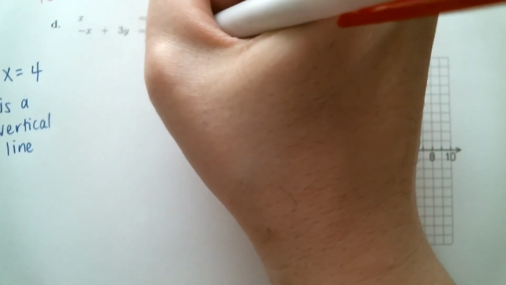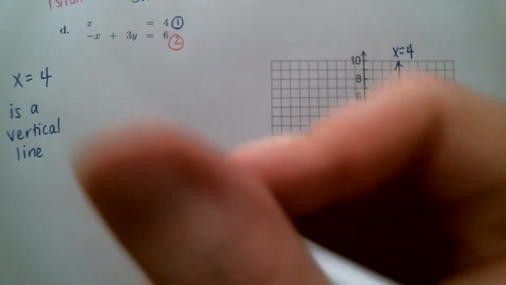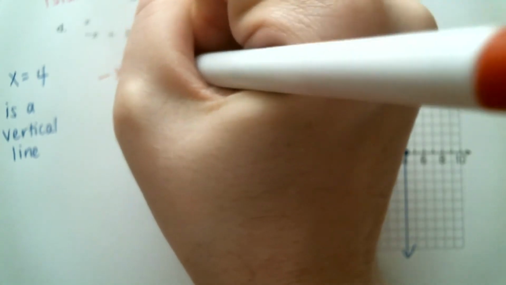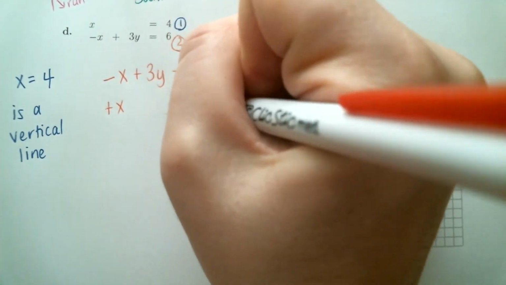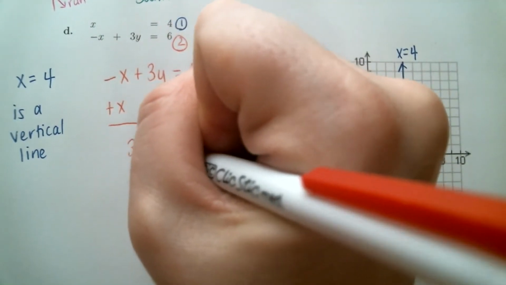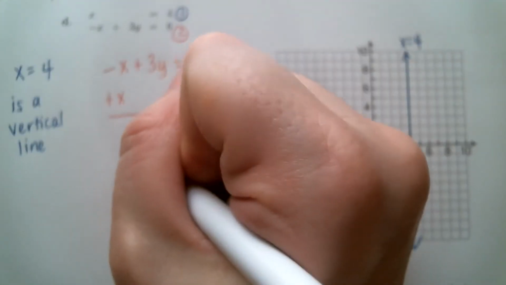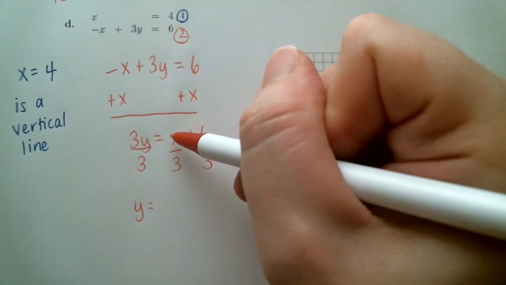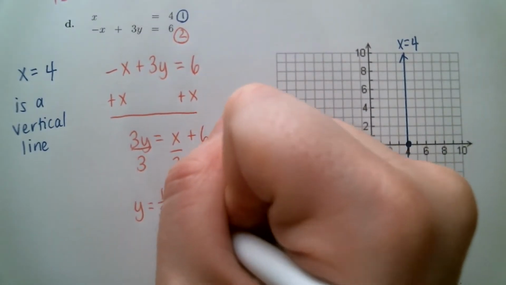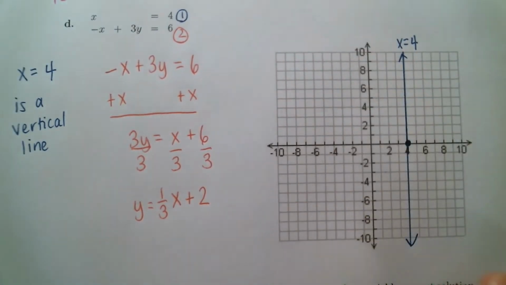The other equation is negative x plus 3y equals 6. We can definitely put that in y equals mx plus b form, so let's do that. We need to isolate the 3y, so we add x to both sides and get 3y is equal to x plus 6. Then I'll divide everything by 3. So y equals 1/3 x plus, 6 divided by 3 is 2.